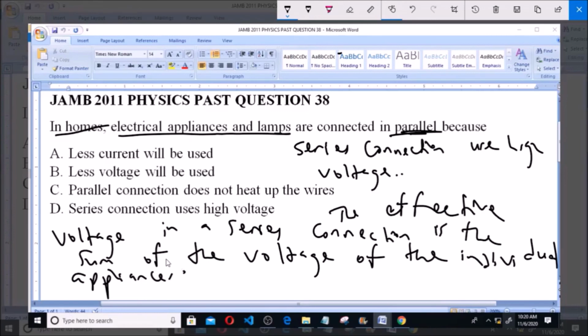So in a series connection, the effective voltage or the total voltage is the sum of the individual voltages of the appliances. But for a parallel connection, the effective voltage is not the sum of all the appliances. So definitely for a series connection, the voltage will be higher than for when you have a parallel connection. So series connection uses high voltage, option D, which is the correct answer to this question.